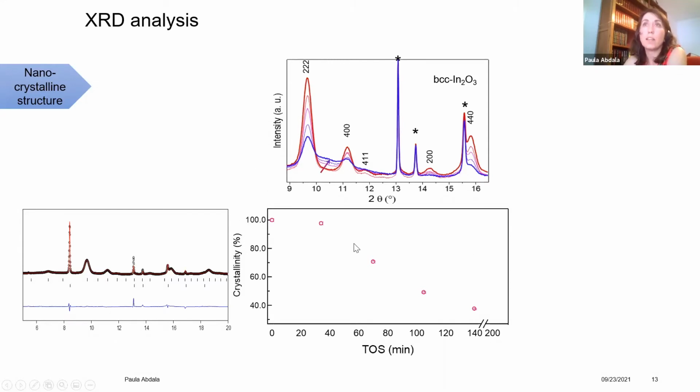So we can see that there is indeed a loss of crystallinity from about 50 minutes on time on stream, which decreases constantly. And this is also in line with the fact that metallic indium is molten. So there is a reductive amorphization of this material.